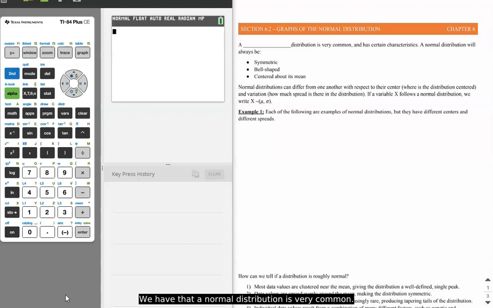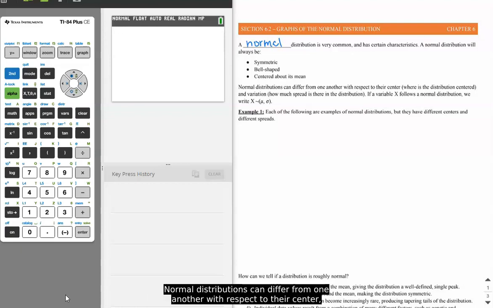So we have that a normal distribution is very common and has certain characteristics. A normal distribution will always be symmetric, bell-shaped, and centered about its mean. Normal distributions can differ from one another with respect to their center, where is the distribution centered, and variation, so how much spread is there in the distribution?